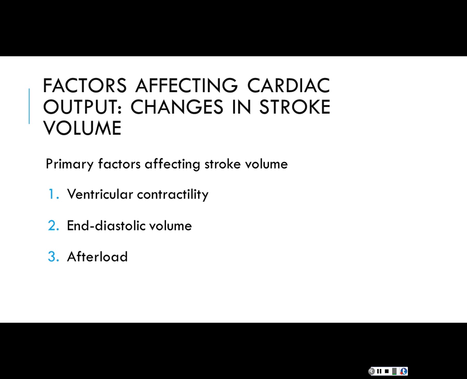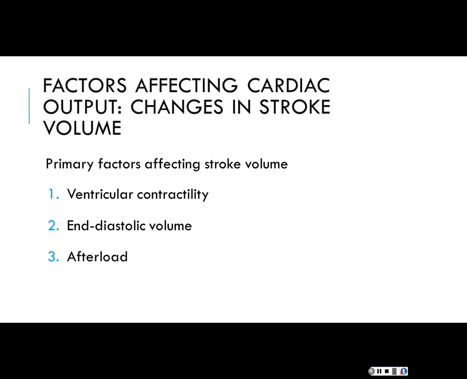So the afterload is that backward pressure that's out on either the pulmonary or the systemic circuit that the ventricles have to oppose to get out. Question? The afterload is that opposing pressure to the exit of the blood out of the ventricle. Again, the afterload is that opposing pressure to the stroke volume exiting the ventricle.